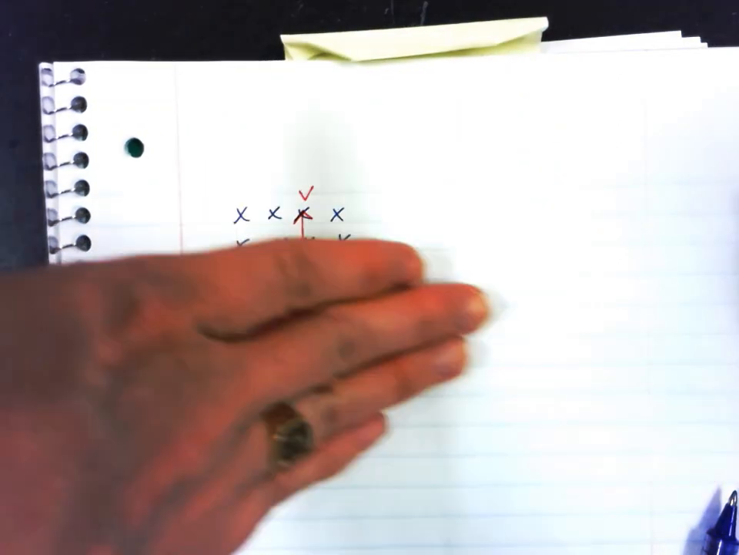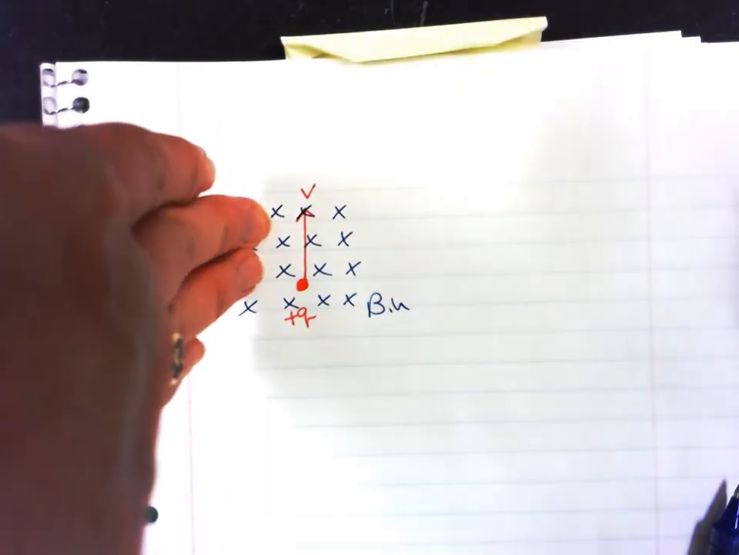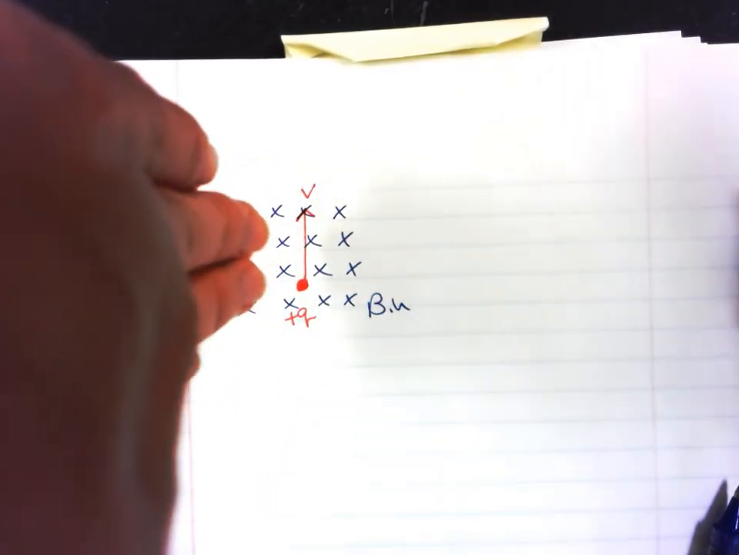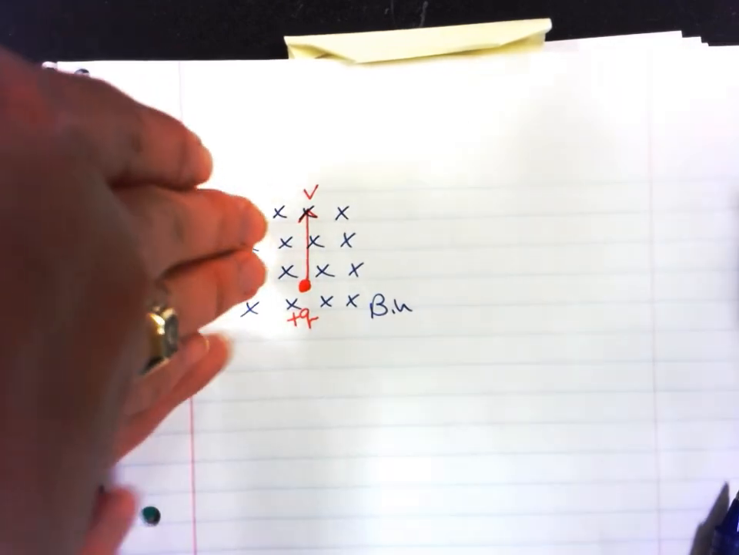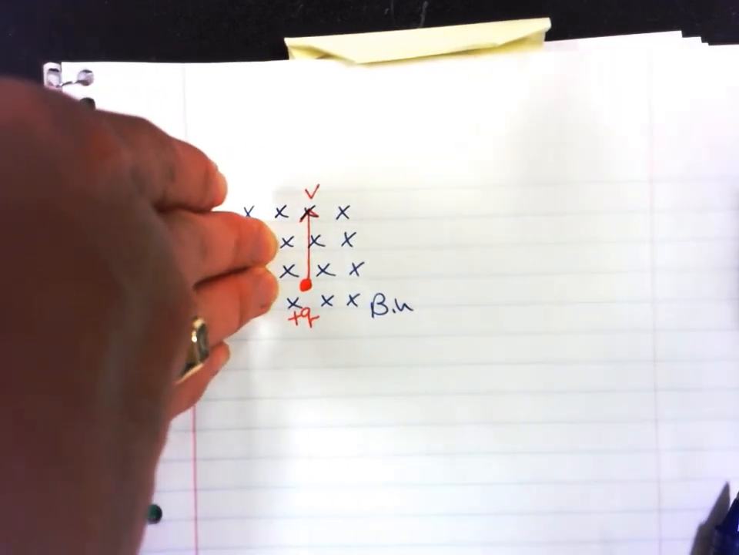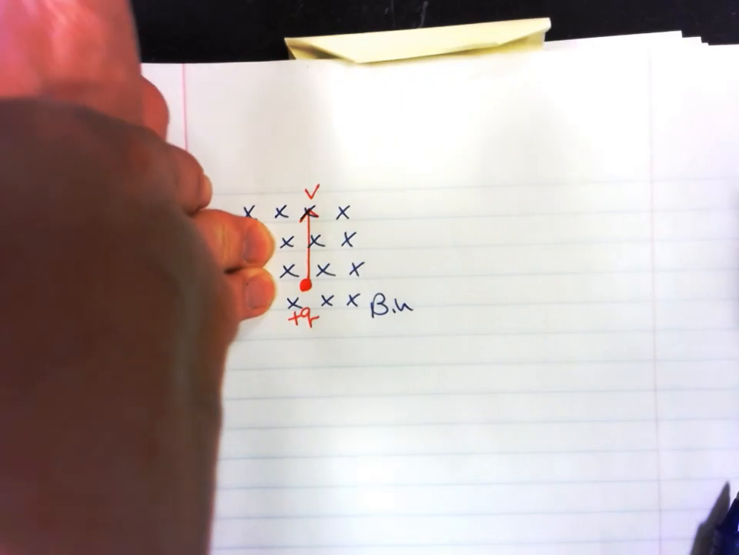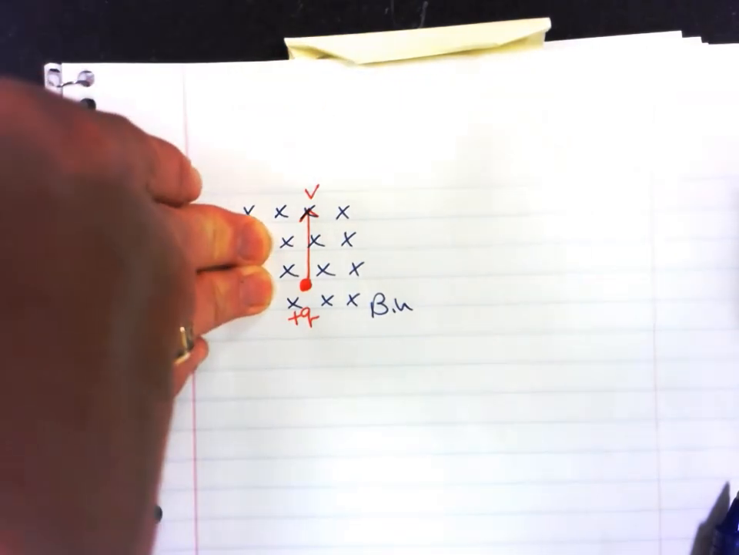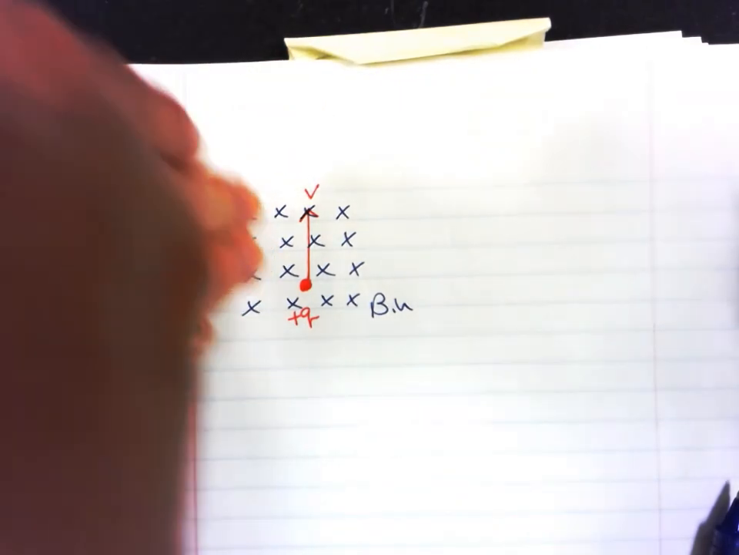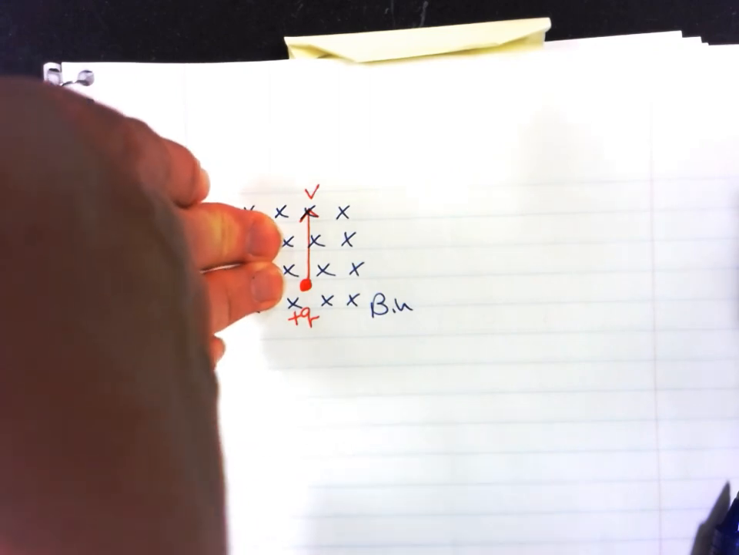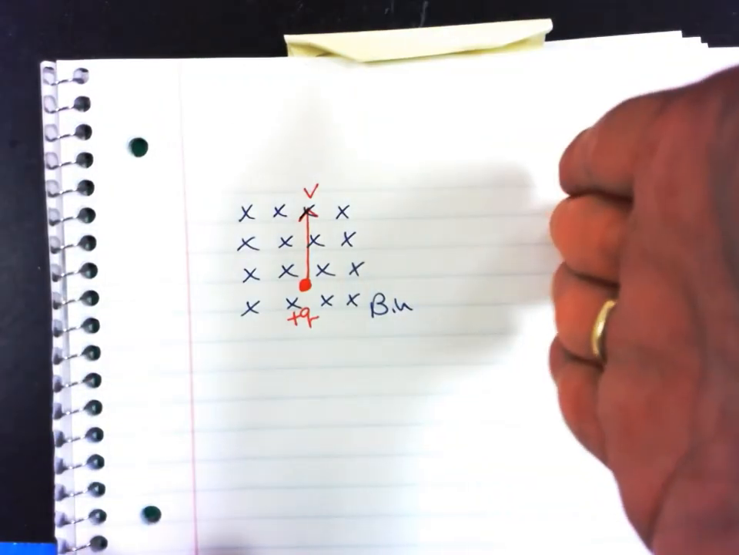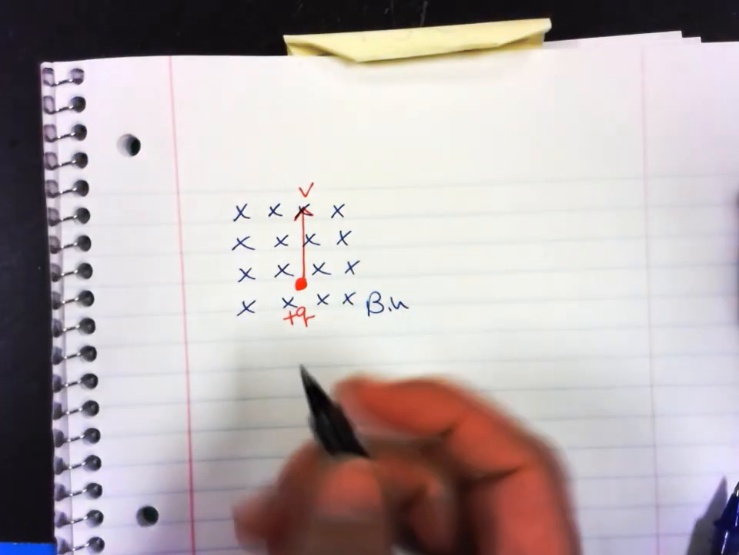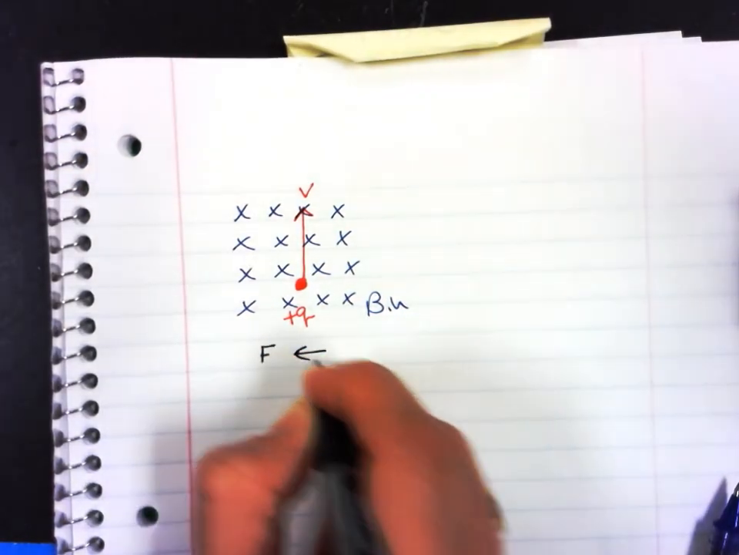And then I need my fingers for the magnetic field to point into the paper. So I need to turn my hand vertical, kind of hard to see with this camera, so now my fingers are stabbing into the paper, just like these X's are the back of those arrows. So velocity towards the top of the screen, my fingers going into the paper, and my palm points to the left. If I move my hand this way, my palm pushes to the left. So the force is to the left.